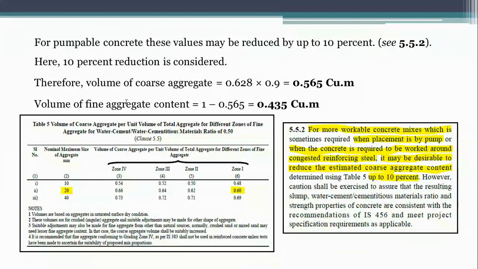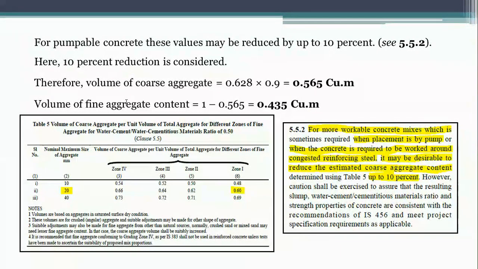Next, for pumpable concrete, these values may have to be reduced by up to 10%. For that also I have given a screenshot there. If we are using pumping as the method of concrete placing, or if there is any congestion in the steel reinforcement where the aggregate size is higher, then you have to reduce the volume of coarse aggregate by 10%. Okay, it is given in the data, I have highlighted it.